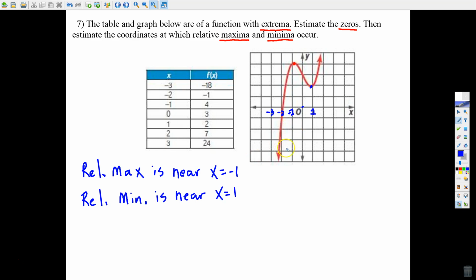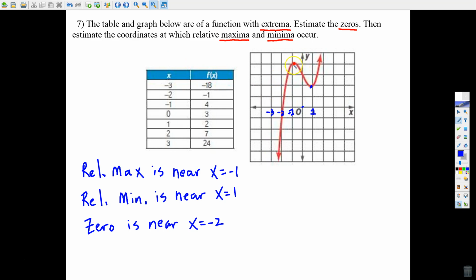Okay, so we're good on the relative max and relative minimum, these two turning points. And now let's estimate the zeros. Well, there's actually only one. A zero is where the graph crosses the x-axis. It's actually an x-intercept. And the zero of this function is near x equals -2. Real close to -2 on the x, but not quite. So that would be the complete answer to this number 7 problem.